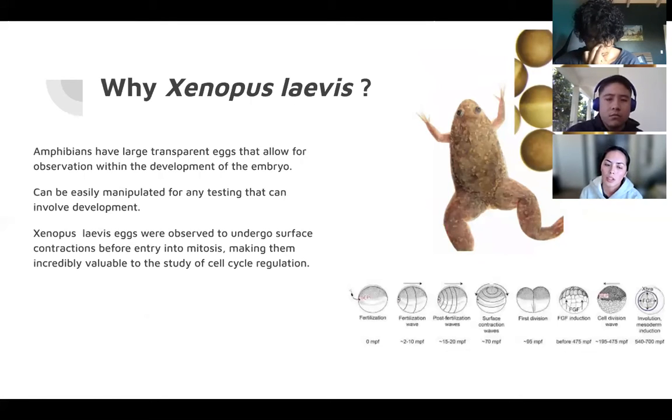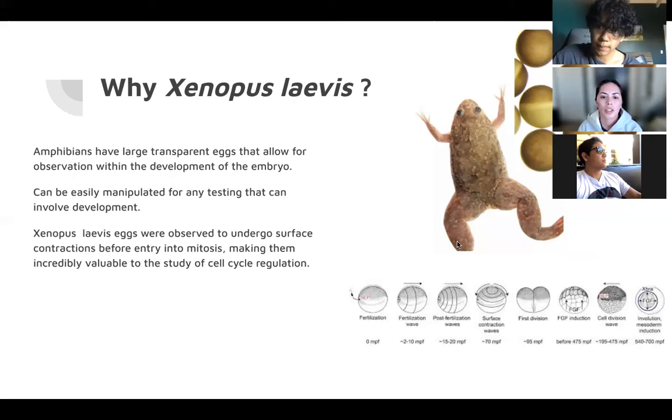Now we will look at the model organism. The Xenopus laevis is an African clawed frog which is used as a model organism in this experiment. Amphibians are used because they have large transparent eggs that allow for observation of the development of the embryo. This model organism allows for large eggs to be observed and manipulated while they mature. Since their development is rapid, that makes it the perfect organism along with their large eggs.